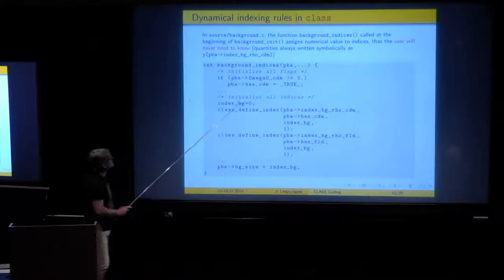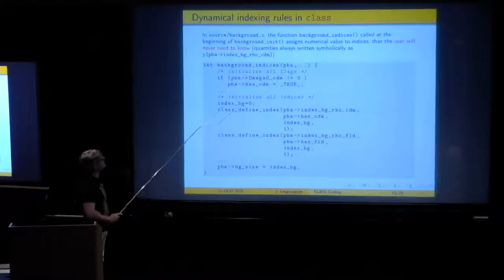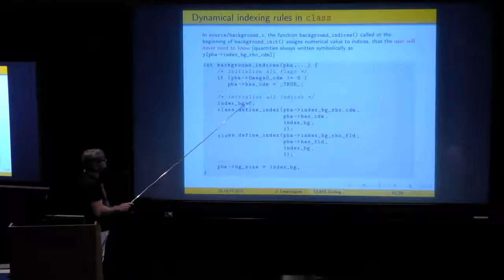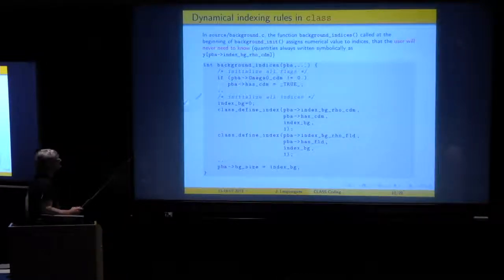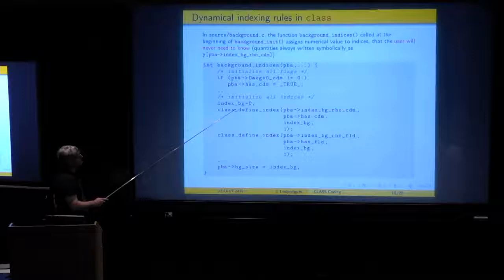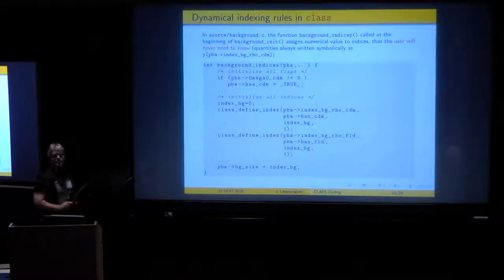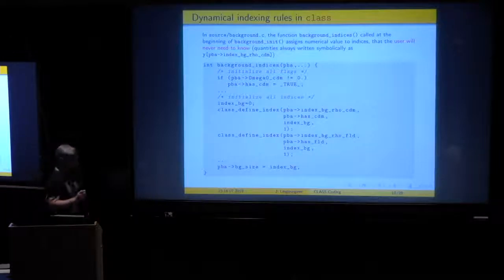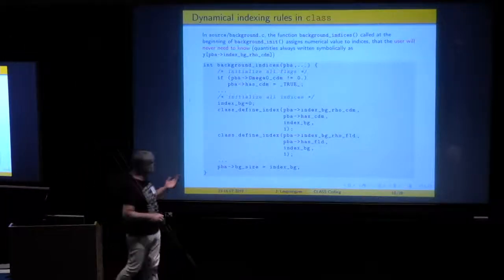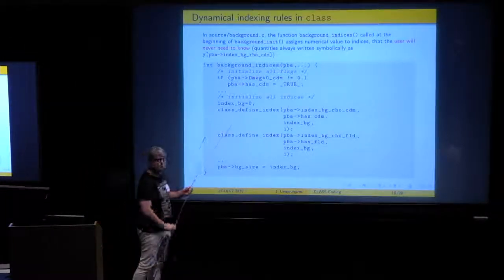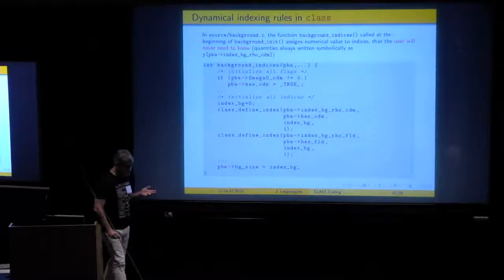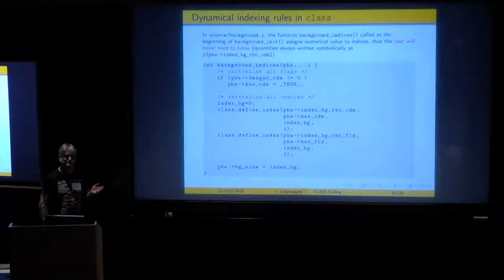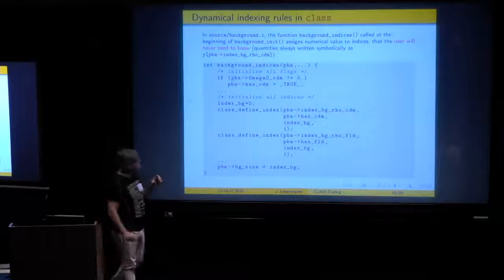There is a running variable, a local variable that we call index_bg, and we initialize it to 0. And then for each species, we call the macro. You know what is a macro? It's like a little predefined script. All the macros in CLASS start with class_something. All these macros are defined in common.h.